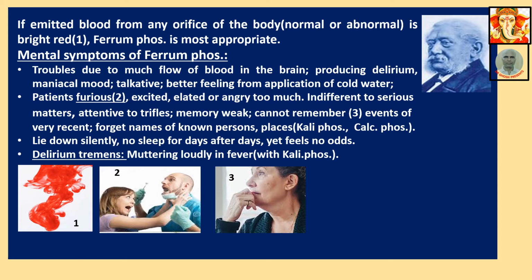Mental symptoms of FERRUM PHOS. Troubles due to much flow of blood in the brain, producing delirium, maniacal mood, talkative, better feeling from application of cold water. Patient furious, excited, elated or angry too much. Indifferent to serious matters, attentive to trifles. Memory weak, cannot remember events of very recent time, forgets names of known persons, places. Calcarea also has this symptom.